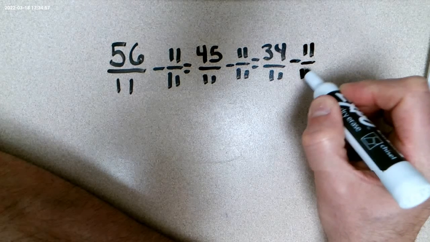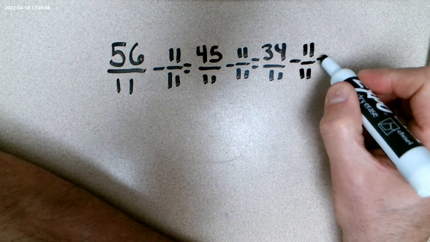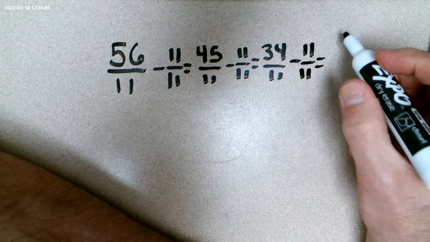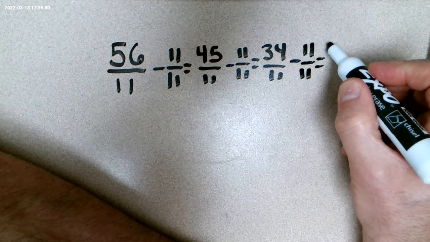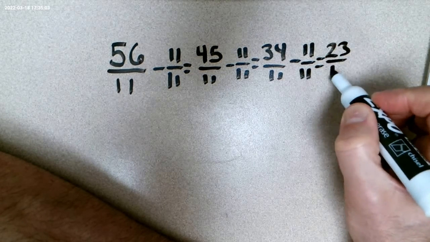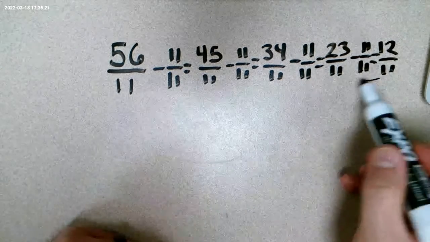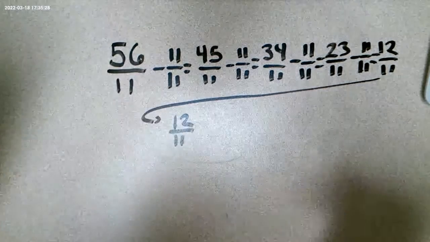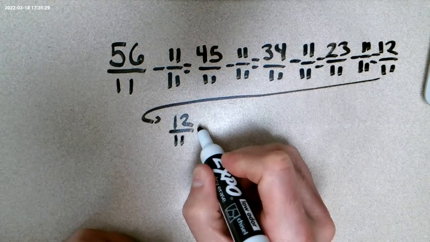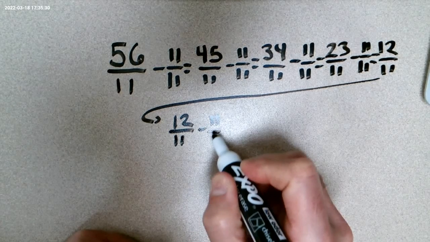Okay, so I've subtracted another. Now I'm going to subtract another 11 over 11, and that's going to equal 23 over 11. I'm going to subtract one more 11 out of 11. That's going to give me 12 over 11. So here I am subtracting all these 11 over 11s.